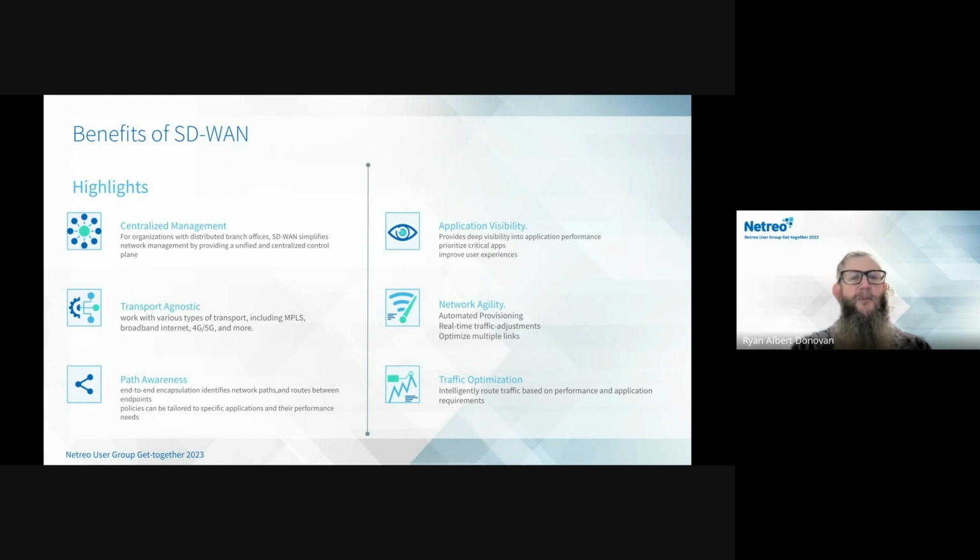Traffic optimization. Moreover, SD-WAN can optimize the use of multiple network links, intelligently routing the traffic based on performance metrics and application requirements. In summary, SD-WAN empowers businesses to modernize their network infrastructure, streamline operations, and enhance their user experiences. But to make the most of SD-WAN, efficient monitoring is essential.